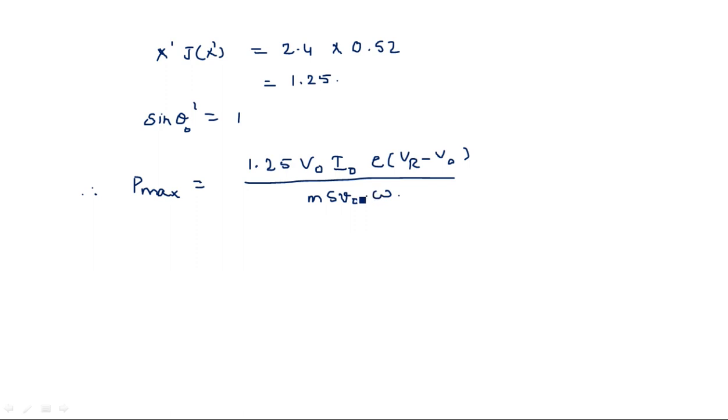This is the maximum power that is coming out from the coaxial cable of this reflex klystron oscillator using the Bessel function. Finally, we have calculated this P max in terms of the applied voltage and generated current. Applied voltage V naught is the accelerating voltage, and I naught is the current flowing through the glass tube because of the flow of electrons. All these parameters are known to us. So this is the calculation of the maximum power.